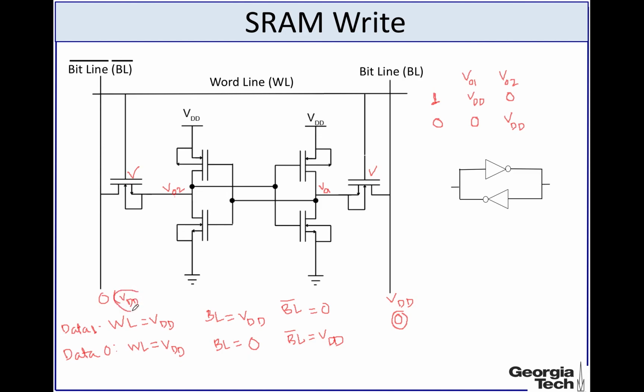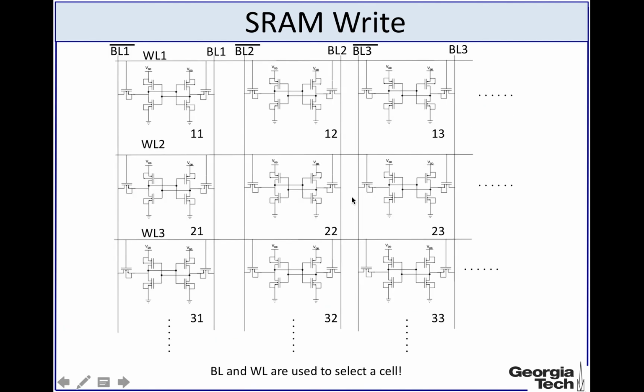I'm just circling it to distinguish that in this case we are writing a 0. So if you put 0 here, the input to inverter 2 is 0, so the output here will be 1 or VDD, and since the input to inverter 1 is VDD, the output of inverter 1 will be 0. So essentially, by the cross-coupled action, you will get a 0 data stored in the SRAM. Alright, so again let's look at how this works.